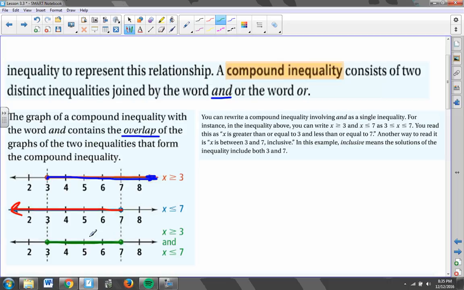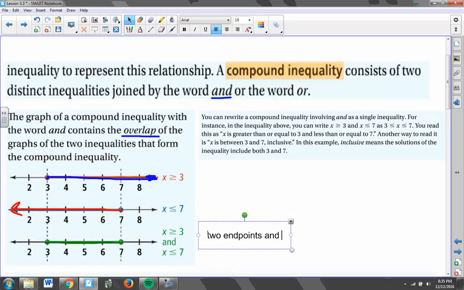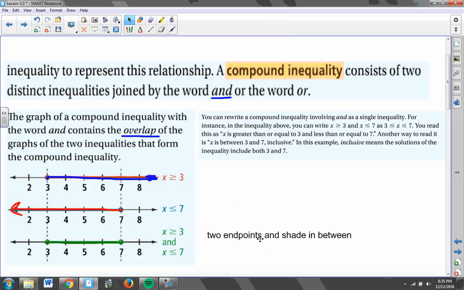An and inequality is always graphed with two endpoints, and we shade in between. Always two endpoints, we always shade in between, every time.